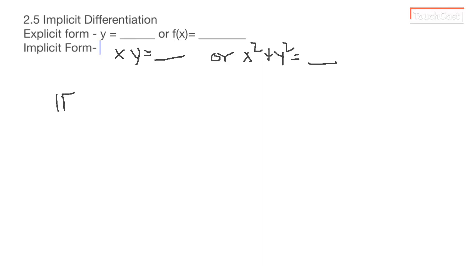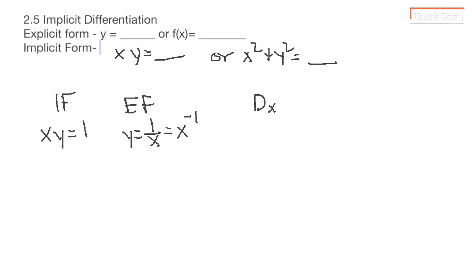Some examples. If we had the implicit form xy equals 1, then its explicit form would be y equals 1 over x, which we know is the same as x to the negative 1, and then the derivative of that is negative x to the negative 2, or negative 1 over x squared. We're going to look at how we find the derivative without needing to have y by itself. So let's look at our first example. We're going to have a few examples in here.